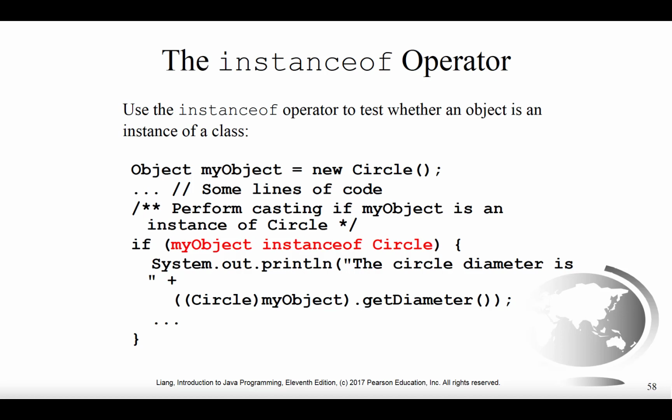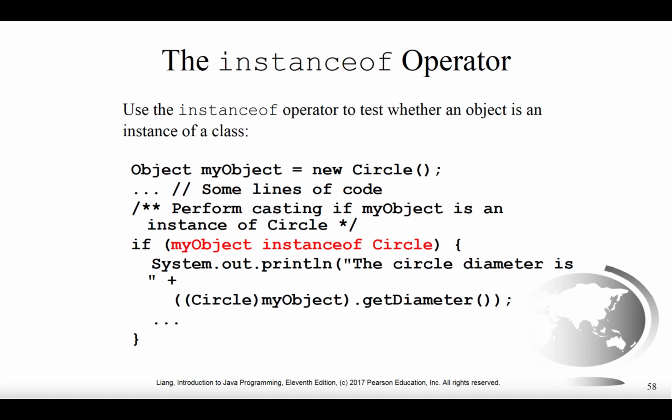And it's asking, is the object on the left hand side a descendant of the class on the right hand side? So in other words, when we say my object instanceof Circle, we're asking, is the object we were passed a circle or a triangle or something else? And if it is a circle, this will return true, otherwise it returns false.